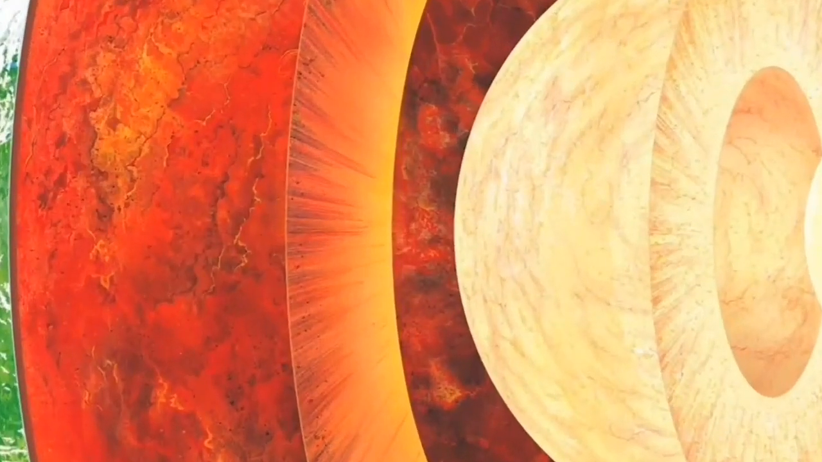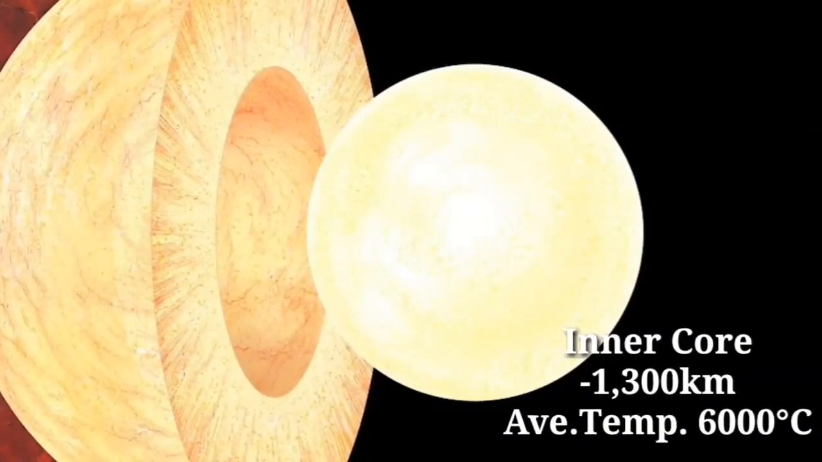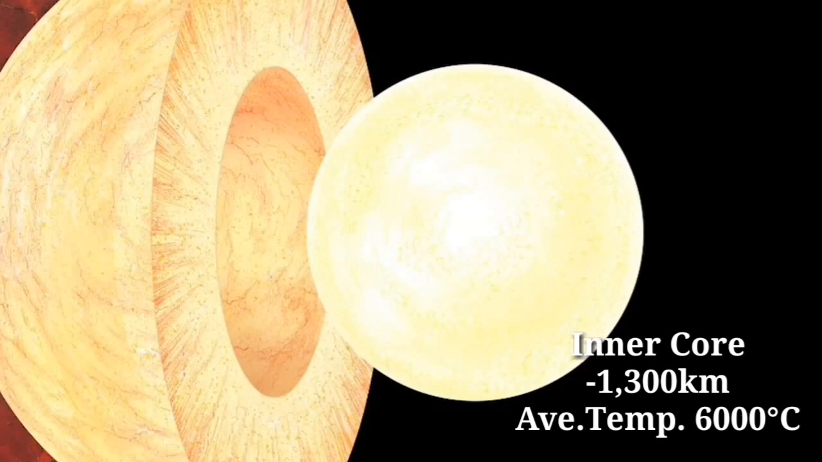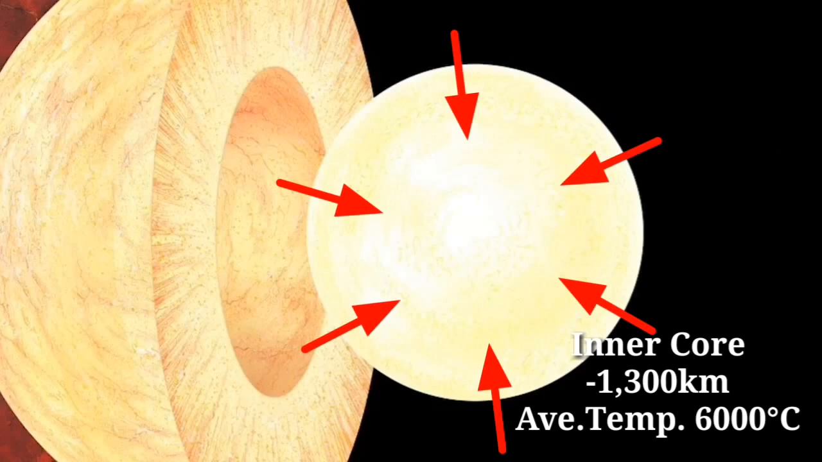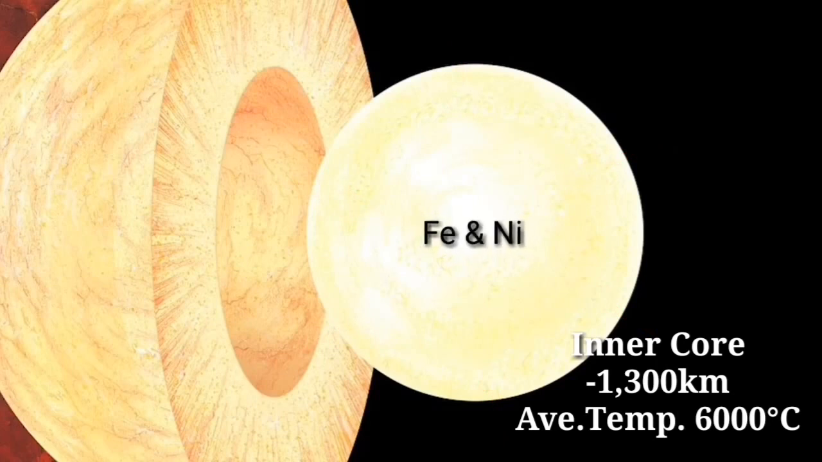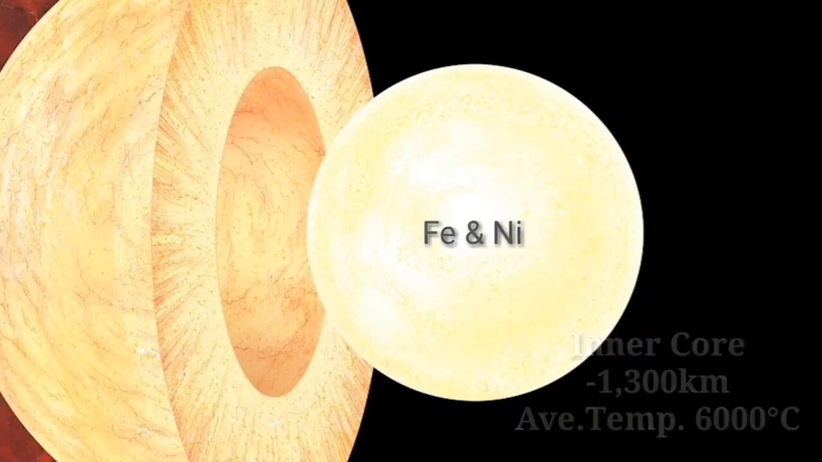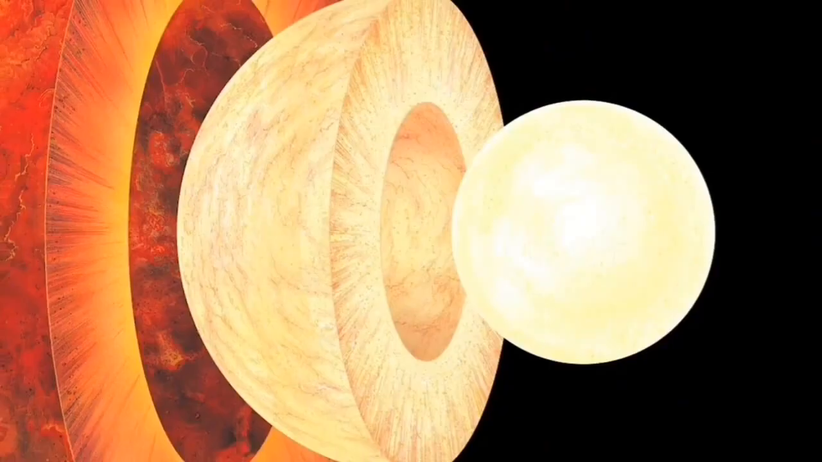And at the center of the Earth is the inner core, which has an average thickness of 1,300 kilometers and an average temperature of 6,000 degrees Celsius. But why is the inner core solid? The reason is the great pressure at the center of the Earth, reaching 100 billion pascals. The pressure forces the iron and nickel atoms together, keeping them in crystalline form despite the high temperature.